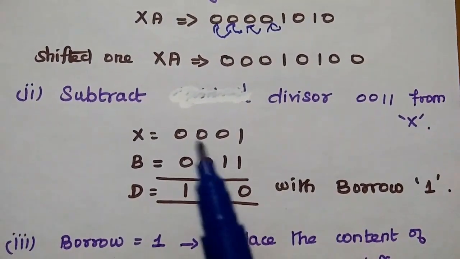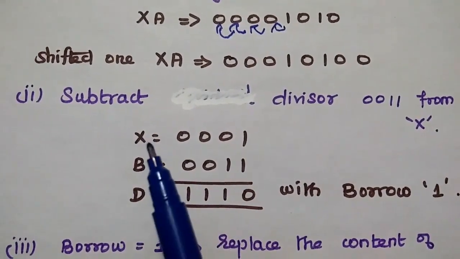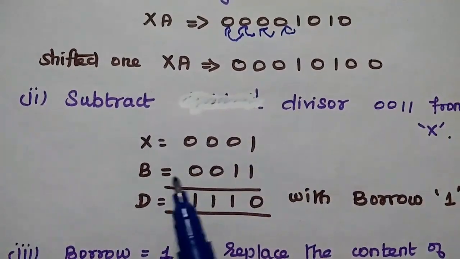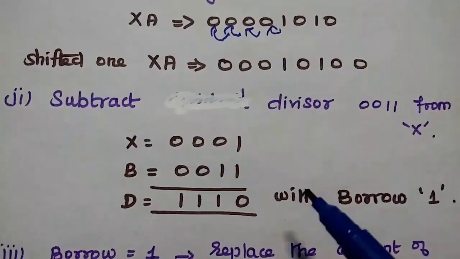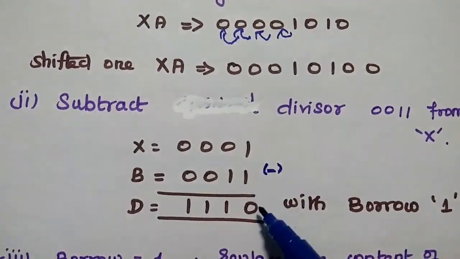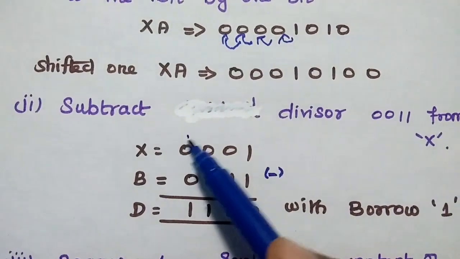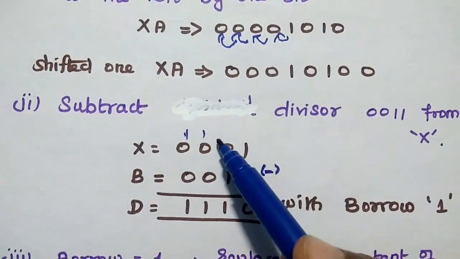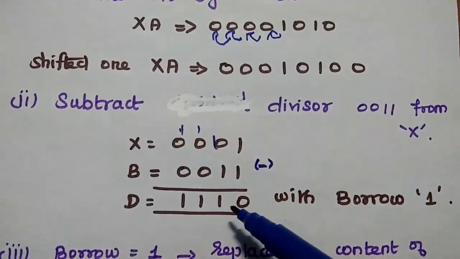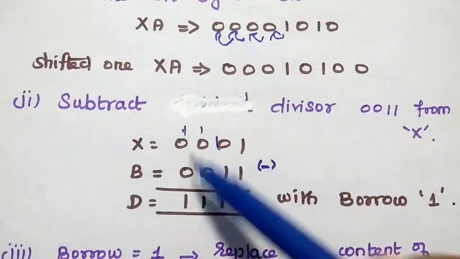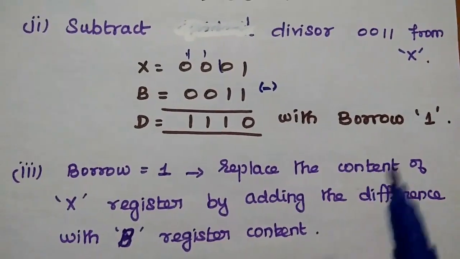Then the second step is to subtract the divisor from this X. X is 0001, and the divisor is 0011. So here we are going to subtract this. 1 minus 1 is 0. 0 minus 1, so we need to borrow here. We can assume that the previous bits are 1, 1, then only it becomes 1, 0. So here 1, 0 minus 1, 1. If it is a borrow, we have to consider it like this. So here the borrow is 1.